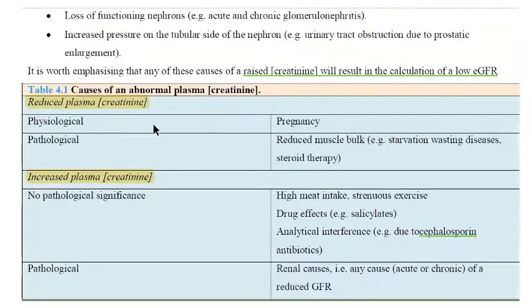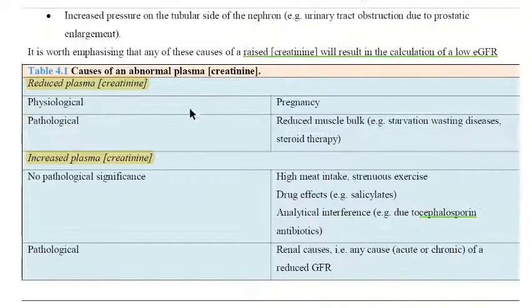وهنا هذا الجدول table for 1 causes of an abnormal plasma creatinine concentration. وهنا نعطينا الأسباب اللي هي احتمال يصير reduced plasma creatinine concentration يعني قليل، أو increased plasma creatinine concentration. فبالنسبة ل reduced plasma creatinine concentration قد يكون physiological كما في pregnancy أو pathological: reduced muscle bulk, example starvation or wasting diseases, steroid therapy.